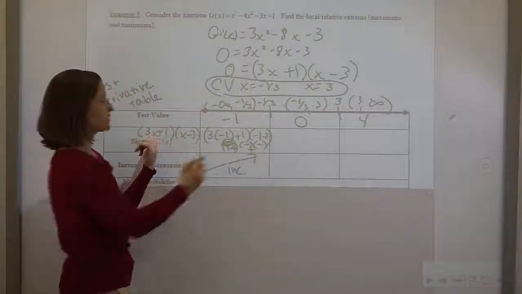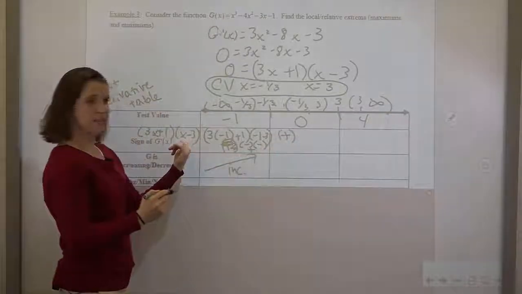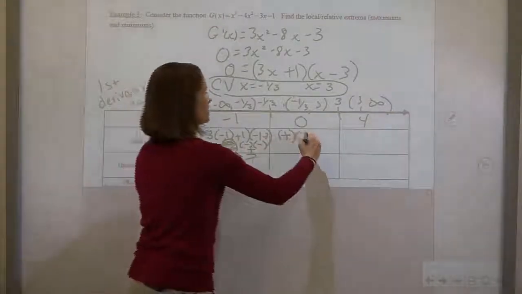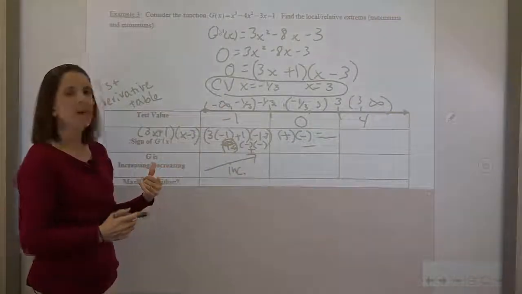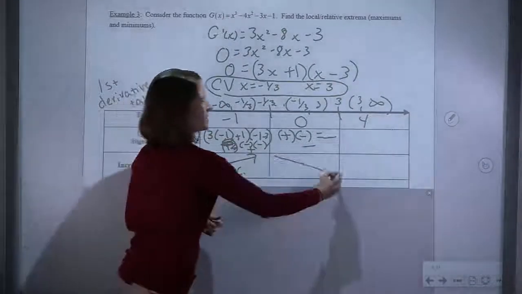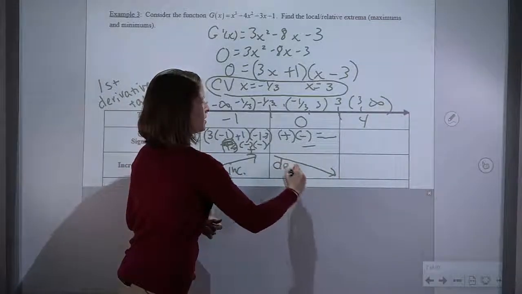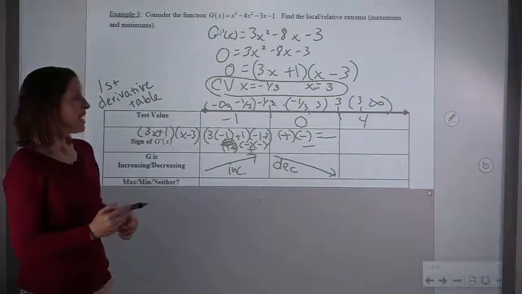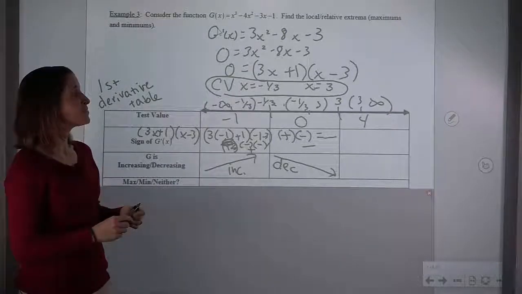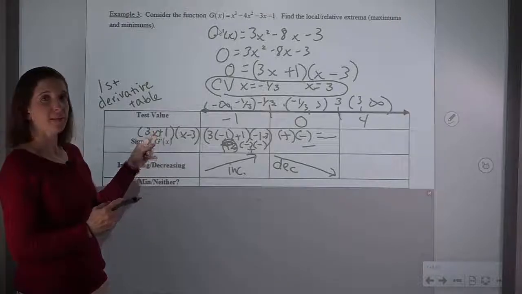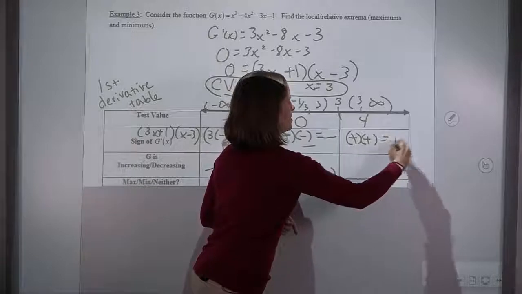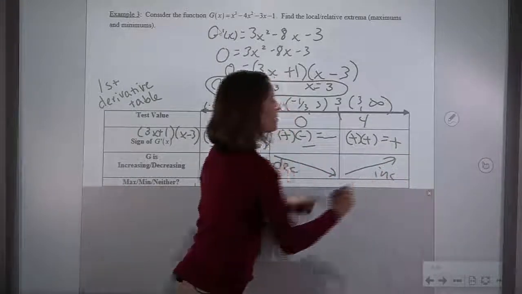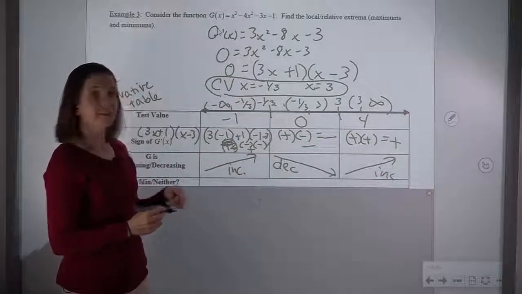If I plug 0 into the first factor, I get positive. If I plug 0 into the second factor, I get negative 3, so negative. And a positive times a negative is a negative. When the derivative is negative, the function is decreasing. And then over there in the last column, when our x is 4, when I plug in, I'll get positive, positive. When the derivative is positive, the function is increasing.